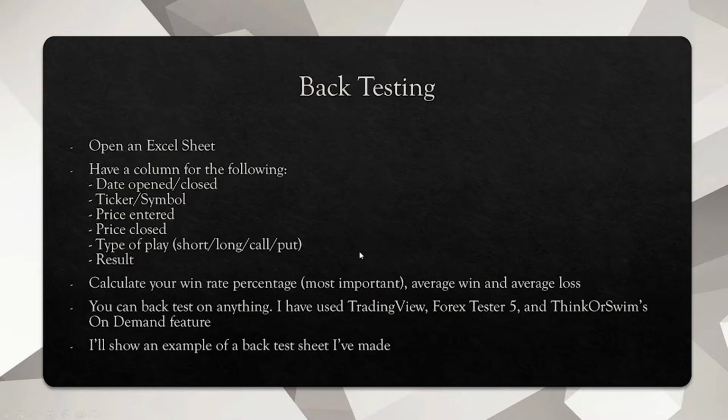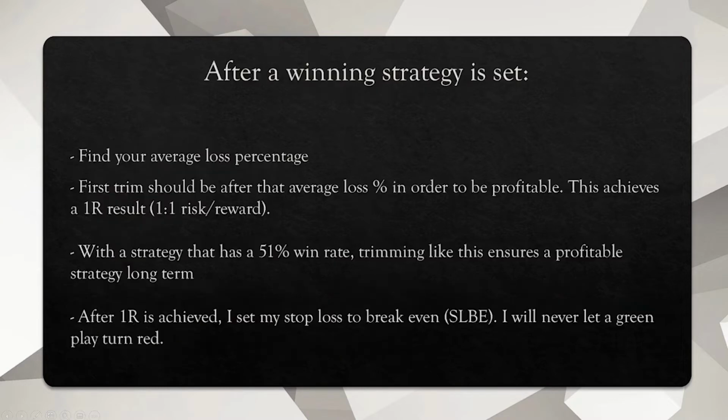So you need to calculate your win rate. You could backtest, and then we showed that example there. So after you have a winning strategy, you need to find your average loss percentage. So your first trim, my first trim is always after that average loss. So for options, I know that my average loss is somewhere between 20 and 40% loss. So my first trim on options is never before 20 or 40% in that range.